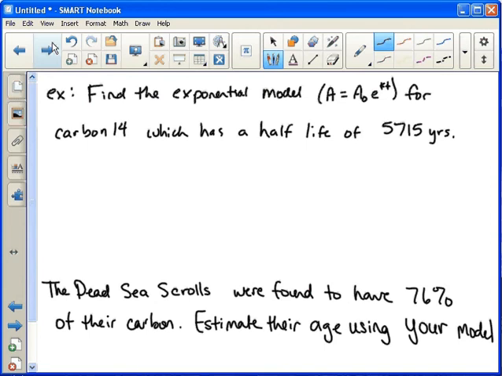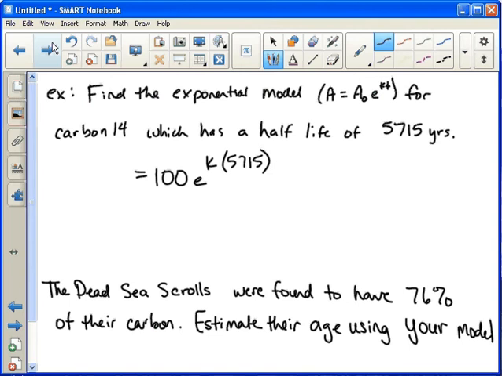When something starts, it has all of its carbon. So I would just call that 100%. So I'm going to call A naught 100, meaning 100%, because it starts with all of it. Okay, I don't know K, I don't know my rate, but I am told a time. I'm told 5,715 years. So let's talk about what that 5,715 years means. It says it's its half-life.